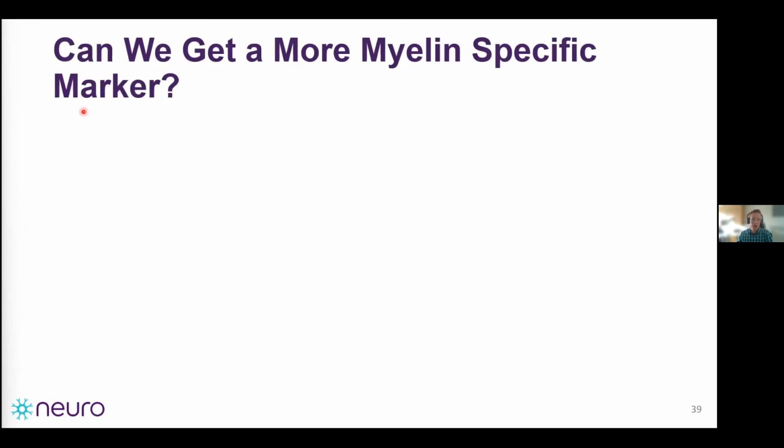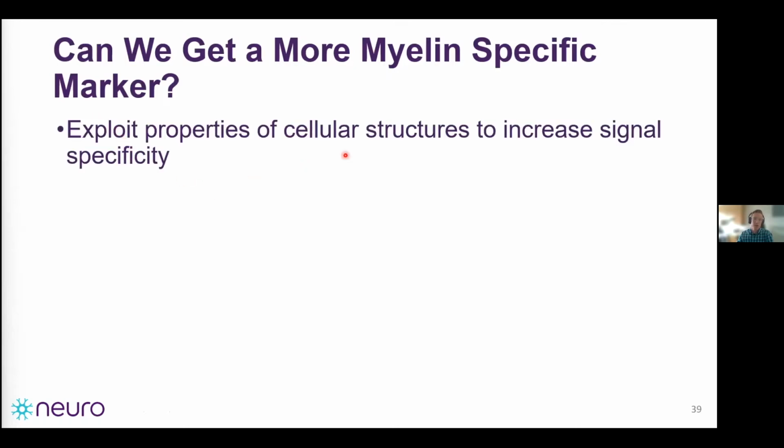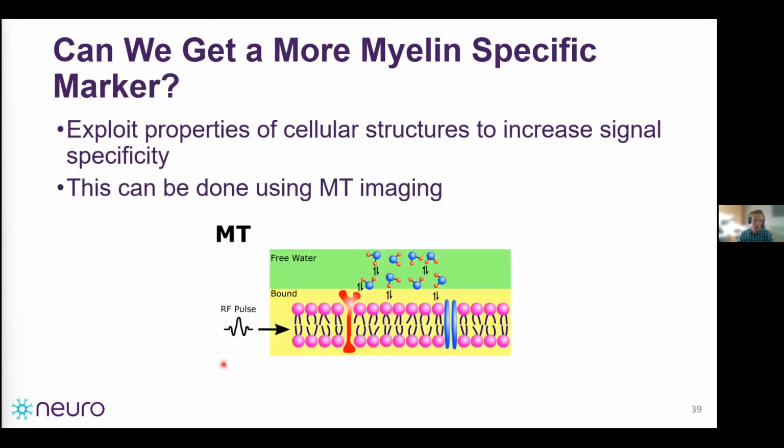Moving forwards, R1, I mentioned, is also sensitive to iron. It's mostly sensitive to lipid content, but we still have some iron contribution to this. Working towards a more specific myelin marker, the next step would be to use MT imaging. Again, a quick refresher: what we're looking at is an RF pulse applied off resonance to selectively excite the bound pool, and then looking at its impact through a decrease in signal in the free water pool.